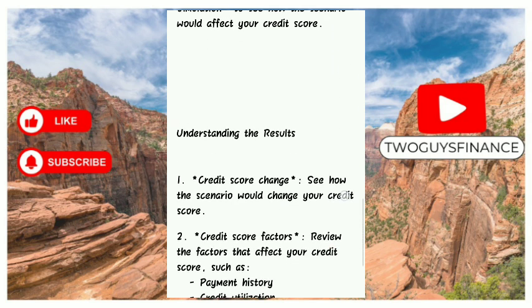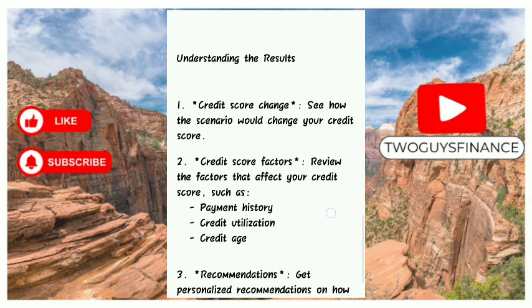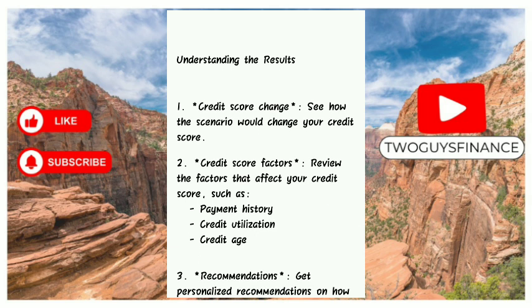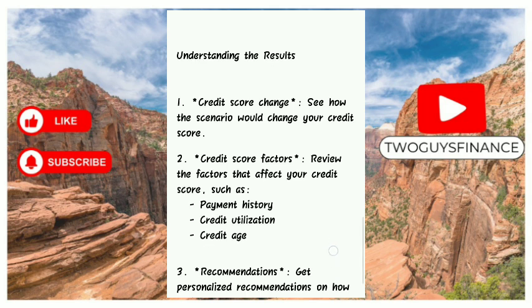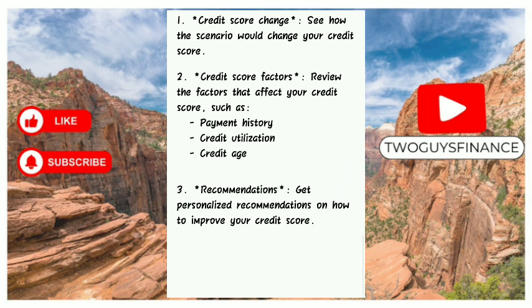Now for understanding the results, when you have the results, the first thing you're going to see is a credit score change. So you're going to see how the scenario would change your credit scores. You're also going to see credit score factors, where you can review the factors that affect your credit scores, such as payment history, credit utilization, as well as credit age. And then you could also get personalized recommendations on how to improve your credit scores.